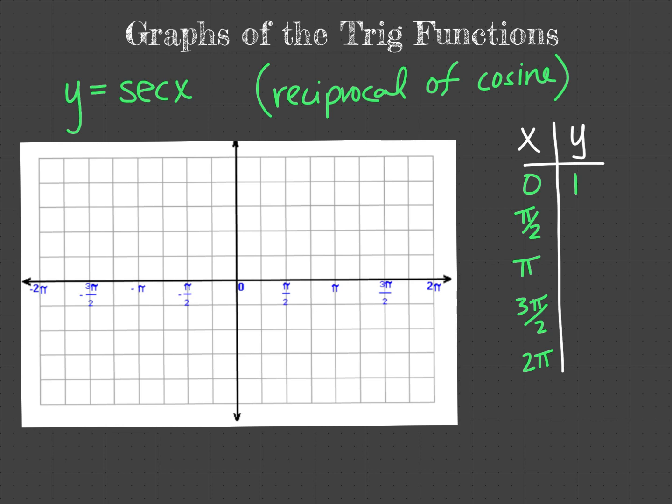Then at pi over 2, our cosine is 0. The reciprocal of 0 is undefined. So this is actually undefined. We can write it as UND or just like that. Then at pi, our cosine is negative 1. The reciprocal of negative 1 is also negative 1. So the secant at pi is negative 1. At 3 pi over 2, the cosine is 0, and we have the same situation as we did at pi over 2 with an undefined secant value. Then at 2 pi, our secant is again 1. Let's see what this looks like.